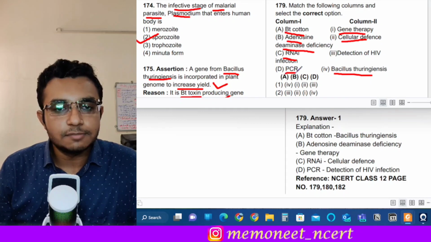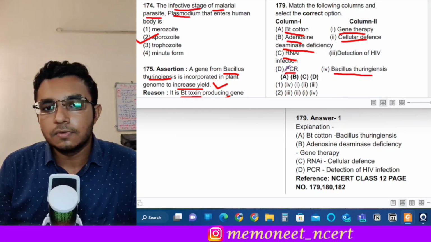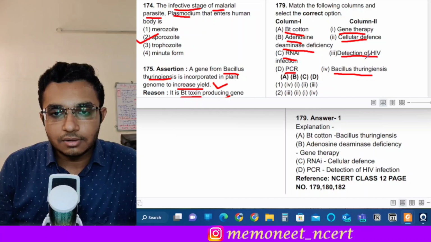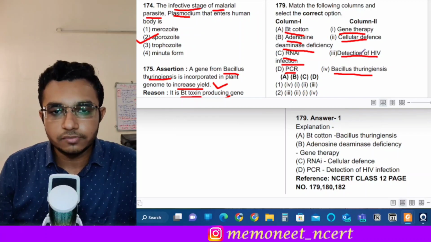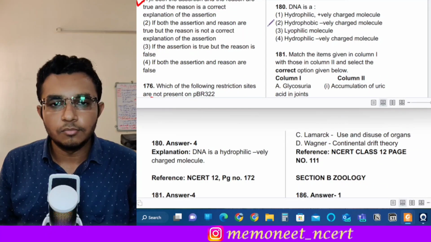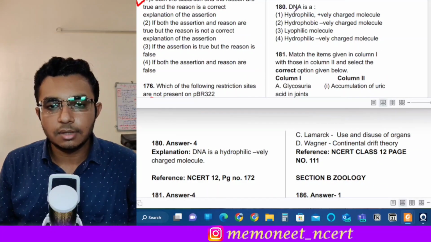And D is PCR. So PCR is used for what? It is used for the detection of HIV infection. So D goes with 3. So here the answer is option 1. Moving on to the next question, that is question number 180.